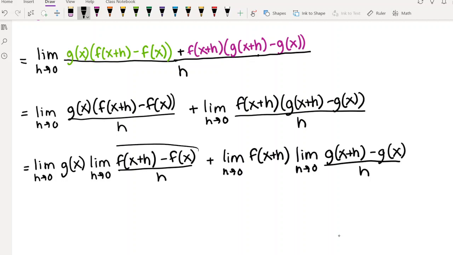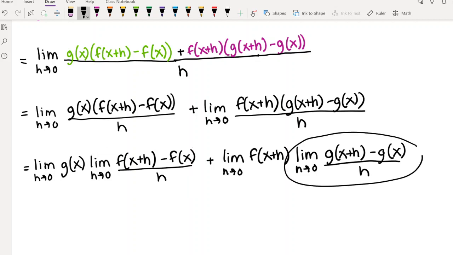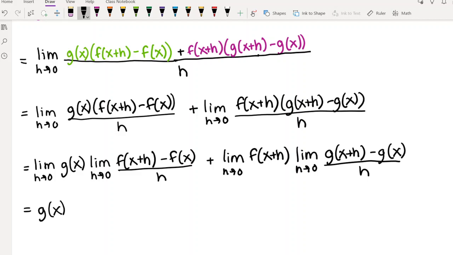Well, we know that this thing right here that I'm circling, that's f prime of x, right? That is the limit definition of f prime of x. And same thing here, this is the limit definition of g prime of x. So let's go through and simplify all of this. So the limit as h approaches 0 of g of x, well, there's no h in g of x, so we don't have to do anything. We can just say, okay, that's g of x. And then the limit as h approaches 0 of f of x plus h minus f of x over h, like we just said, we know that that's f prime of x.